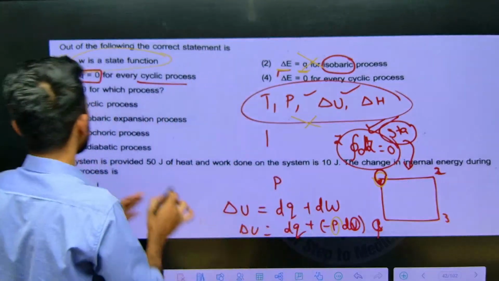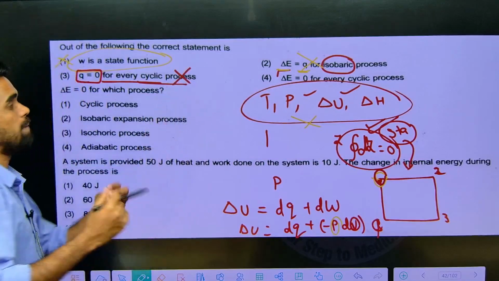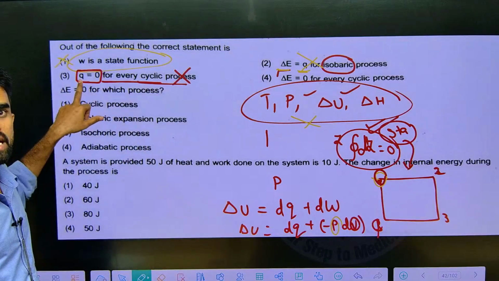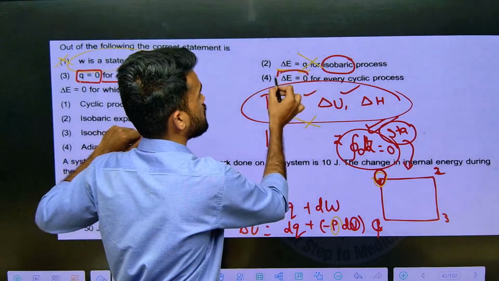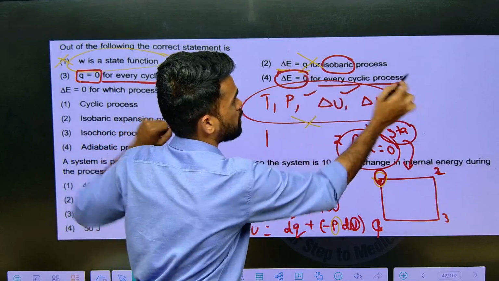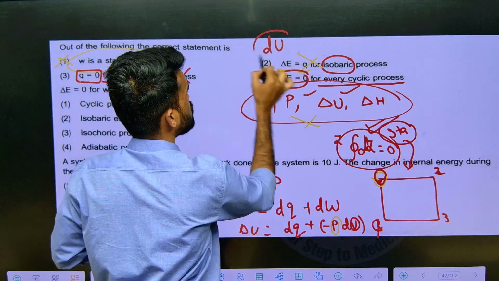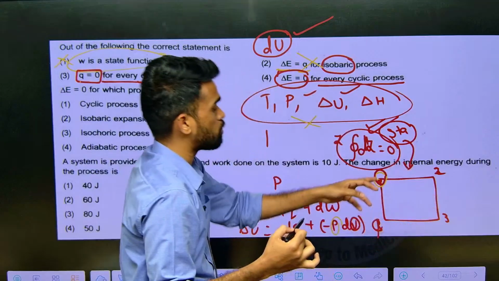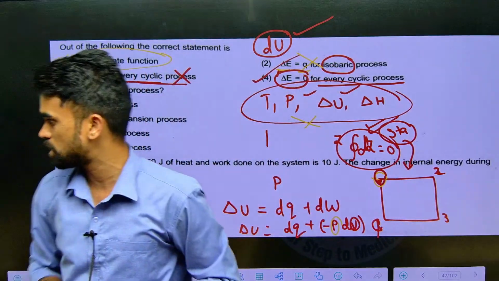So they are saying here for every cyclic process, but it might be true only for a few cyclic processes, because q is a path function, not a state function. Now, delta E equals 0 for every cyclic process. Yes. What do we mean by delta E? It is the internal energy change. If it is happening in a cyclic process, the change will be 0. So the fourth option will be your perfect answer for this question.